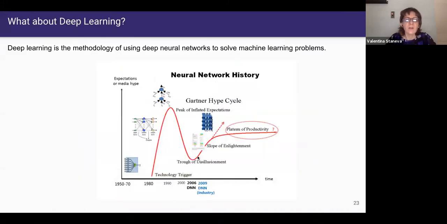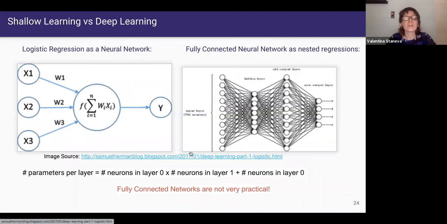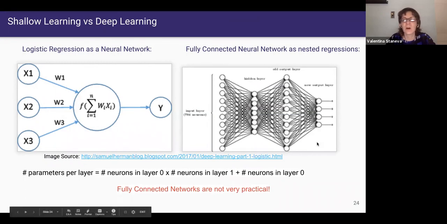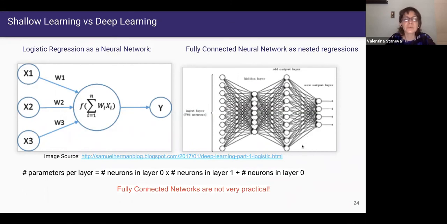I don't have a lot of time for the deep learning part, but I can briefly say a few words. Basically, deep learning is just doing machine learning with neural networks.